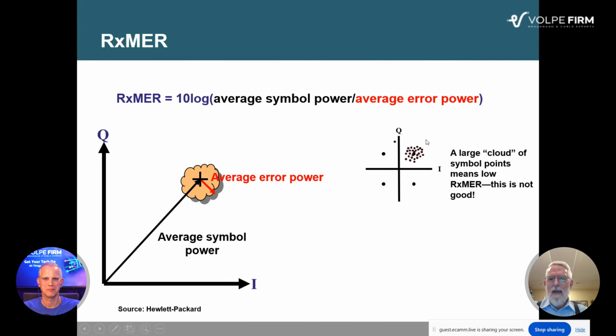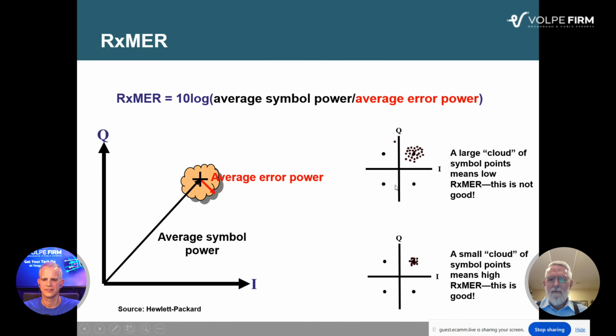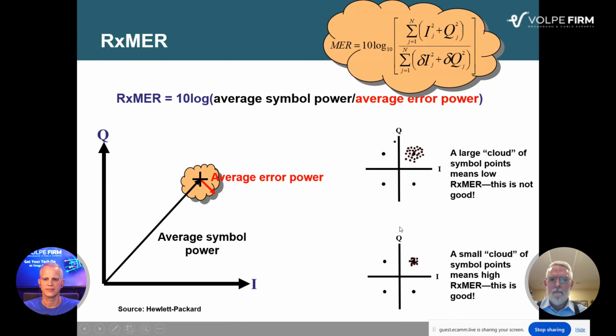If we have a large cloud of symbol points all spread out like this, that means low RxMER. Not good. I didn't draw them over on the others because you'd have them on all the others too, but I just drew it here to keep it simplified. If you've got a small cloud of symbol points, that means high RxMER. That's what you want. High does not mean bad RxMER. High means good RxMER, like 35 dB instead of 25 dB. So here you can see things aren't spread out very much. This is good. This is what you want.